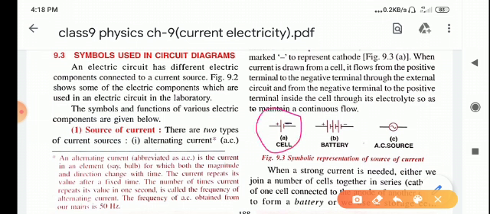Plus minus. Two vertical lines in this symbol are called a cell, and a combination of three vertical lines or three parallel lines with plus minus is called a battery. Three vertical lines is called a battery, and two vertical lines is called a cell.